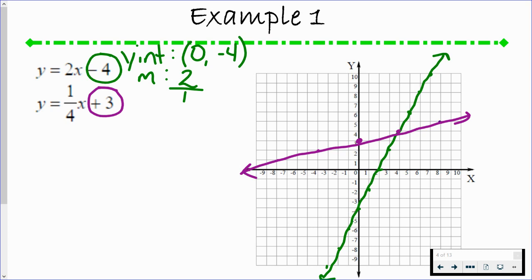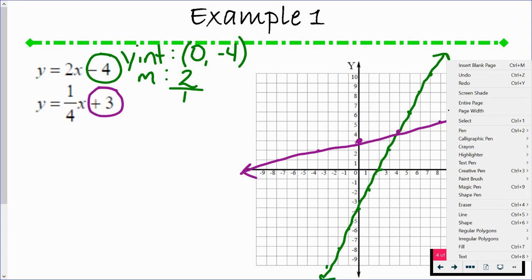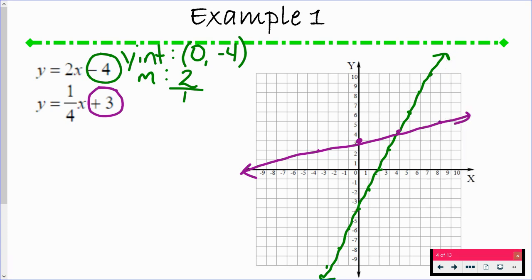Definitely got to work on my line drawing. Now, what you're going to see is at that point of intersection, that is going to be your solution. So here we go. This is my solution. Now, you could write one solution, but you really don't need to. The main way to identify your solution is that if there is one solution, you would have to write the ordered pair. So if you notice, they intersect at 4, 4. So my solution here would be 4, 4.